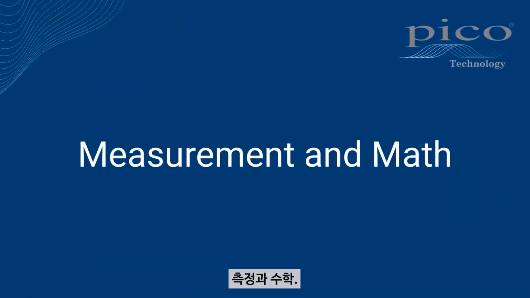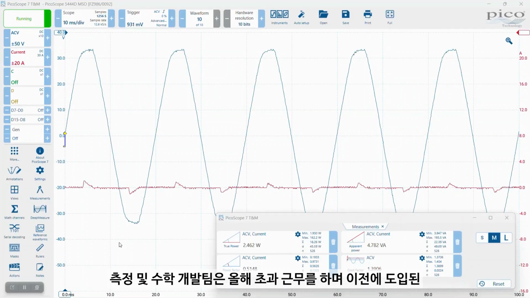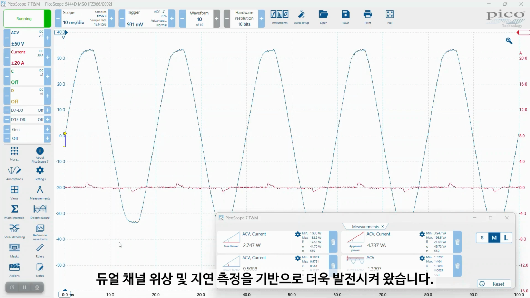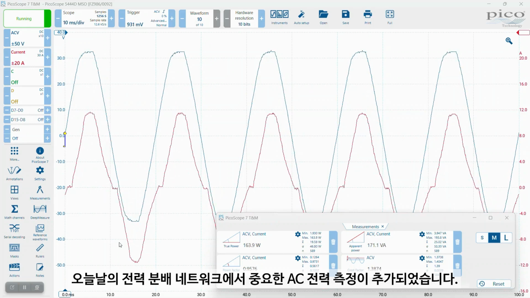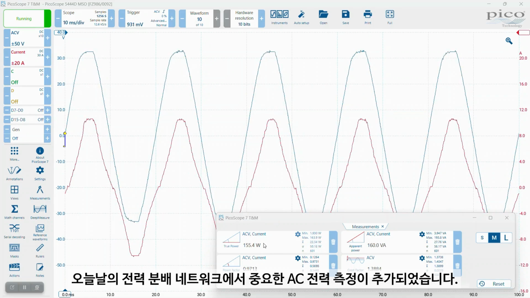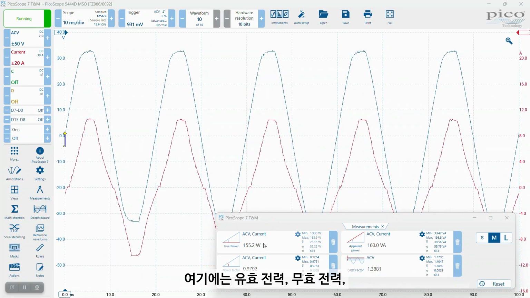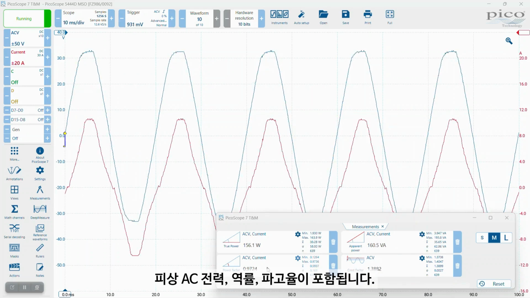Measurement and math. The measurements and math development team have been working overtime this year. Building on the dual channel, phase and delay measurements previously introduced, AC power measurements that are critical in today's power distribution networks have been added. These include true and reactive power, apparent AC power, power factor, and crest factor.